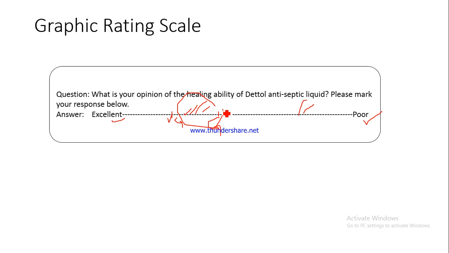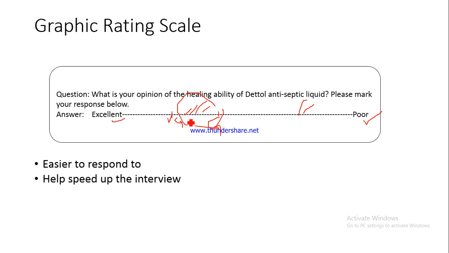There are unlimited options for the respondent to mark his response, and he can give whatever response he feels like, anywhere between excellent and poor. Another advantage of the graphic rating scale is that it is easier to respond to. Why? Because as a respondent you simply think, where would you lie between excellent and poor? So you don't have to think hard about the 5 response categories. You can mark your response anywhere.